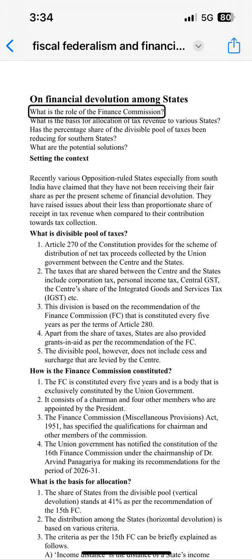So, dear students, you must remember the fiscal federalism should be strong enough so that the political federalism would flourish well.